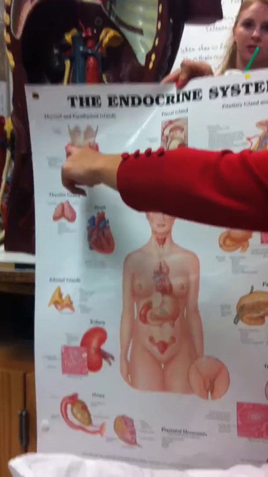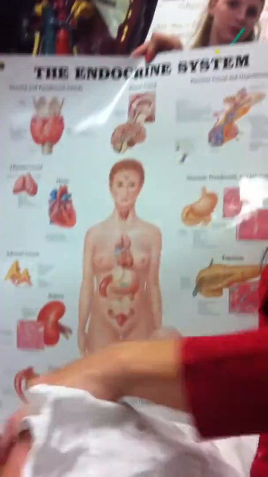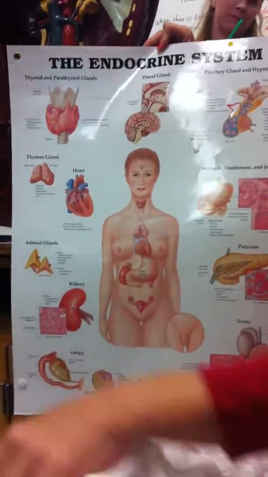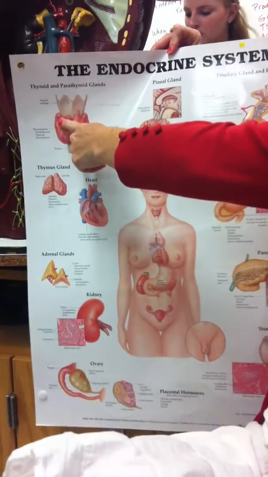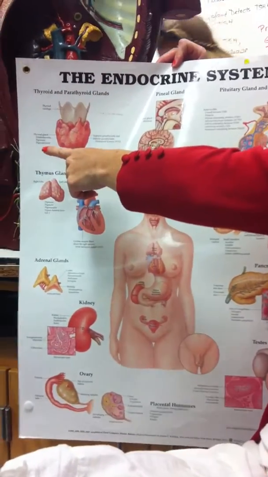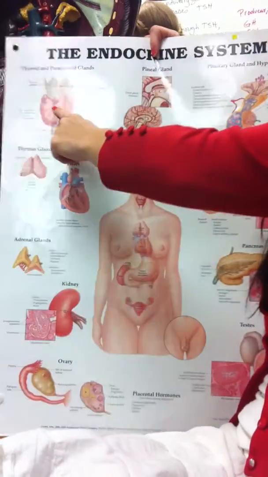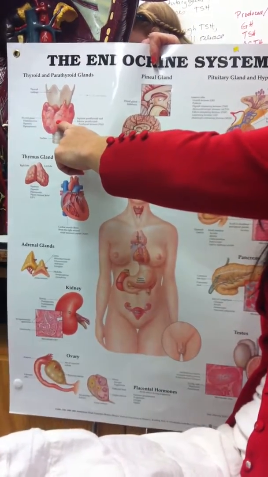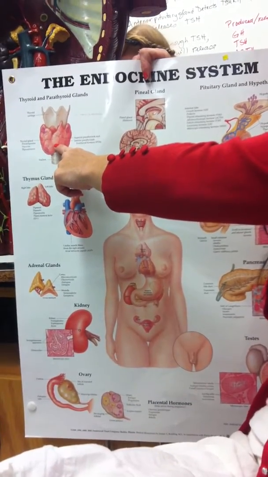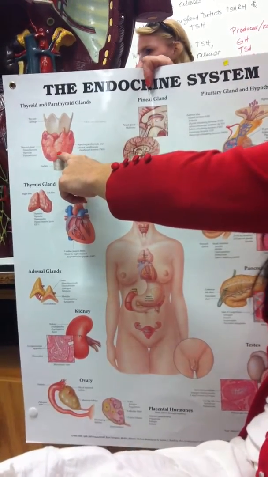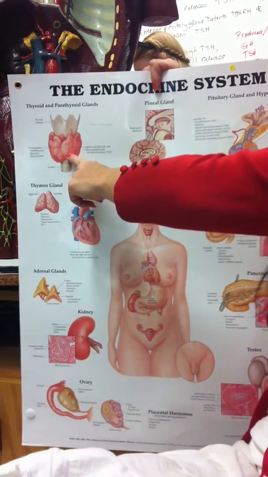Here is a picture of the parathyroid glands on either side of the thyroid. So name a hormone produced by this tissue. Parathyroid hormone. Well, identify this. What is this? Thyroid gland. Name a hormone produced by this tissue. Name a hormone that acts on this tissue.